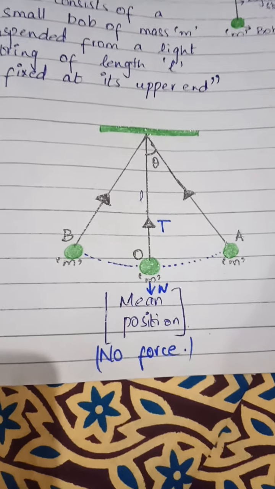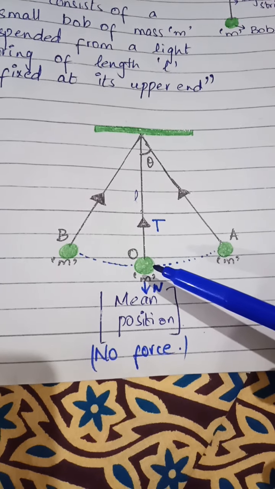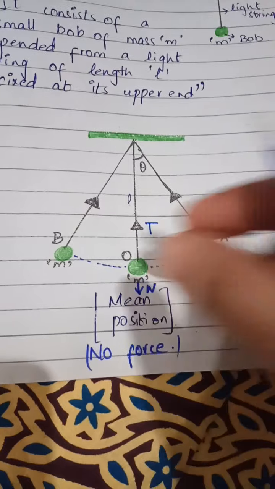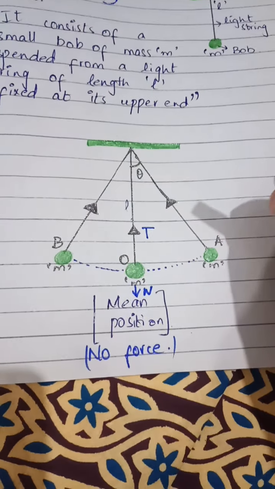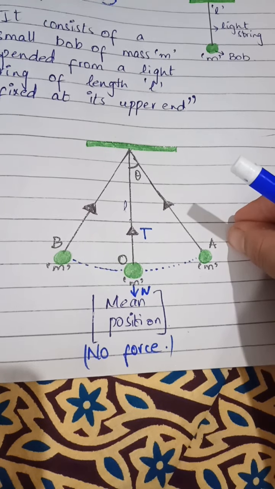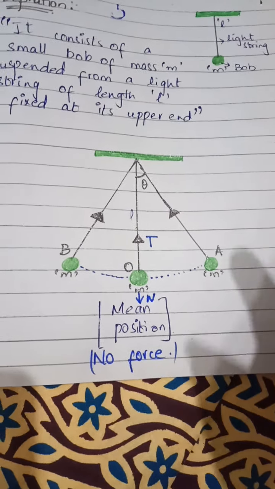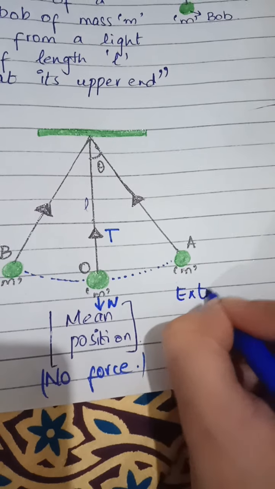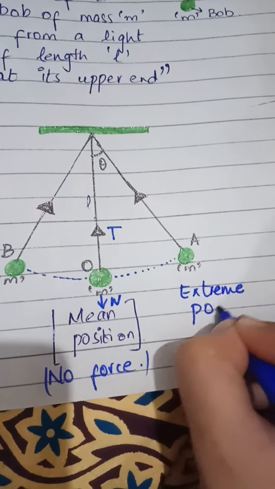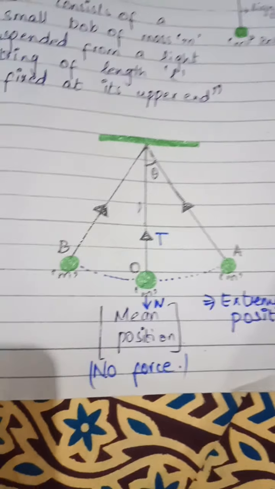Now let's talk about when we displace it from the mean position. Now what will happen? I just took that ball and placed it over here. Now I'm allowing it to fall freely, to move or to vibrate or to oscillate. What will happen at this position? This is the first extreme position.